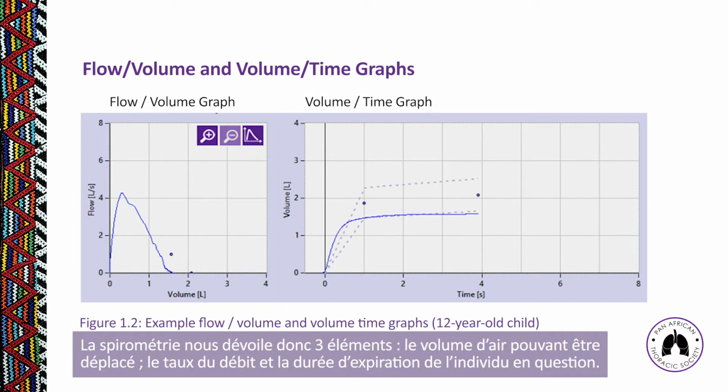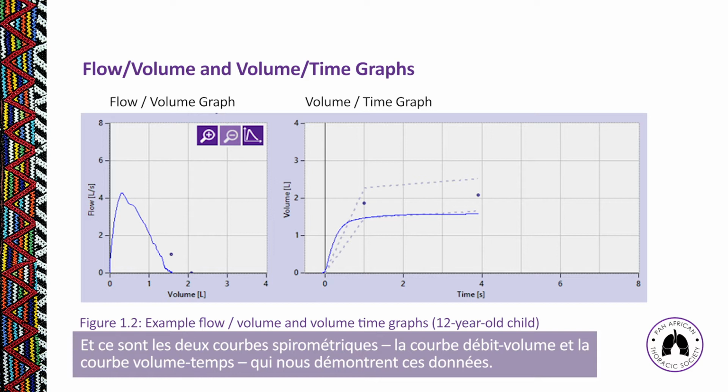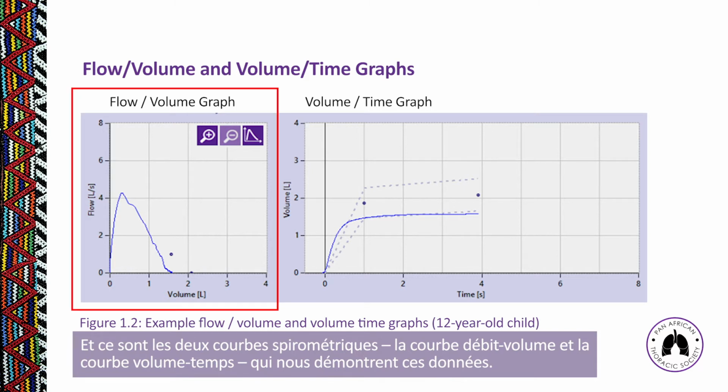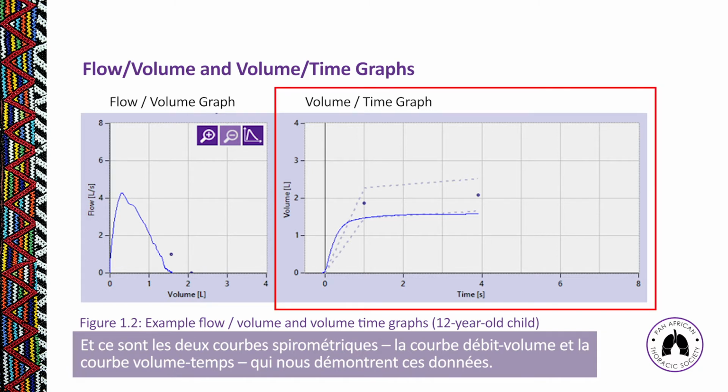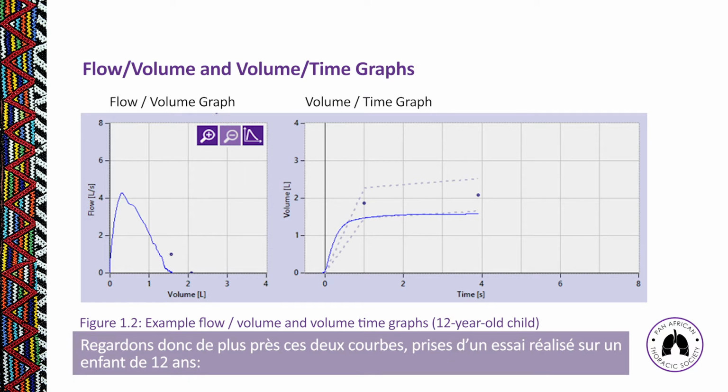So essentially, there's three things that we need to look at in spirometry. We're looking at the volume of air that can be moved, we're looking at the flow rate of air, and we're looking to see how long that patient could blow out for. And all of this is demonstrated on the two graphs of spirometry, which is your flow volume graph and your volume time graph.